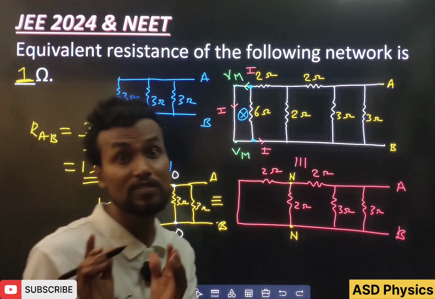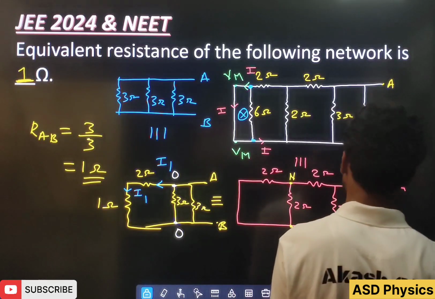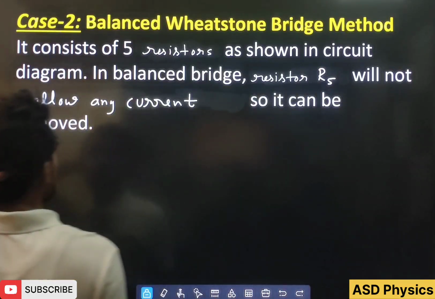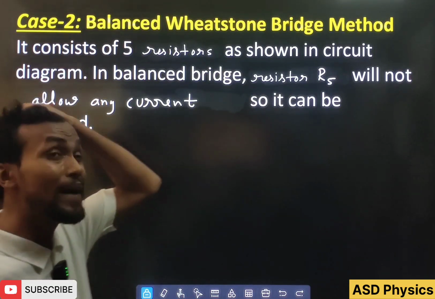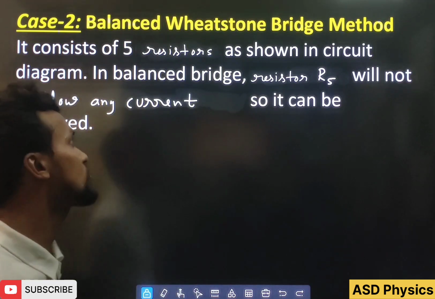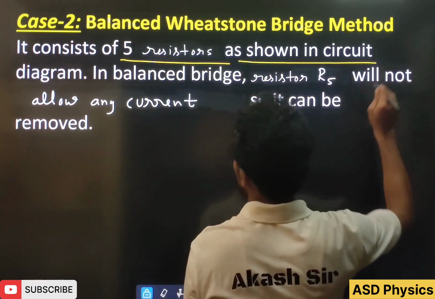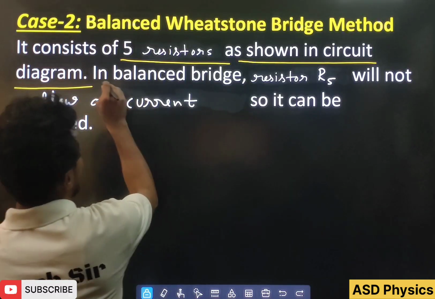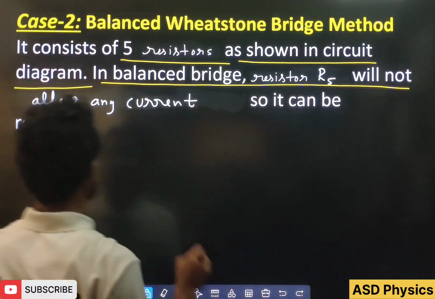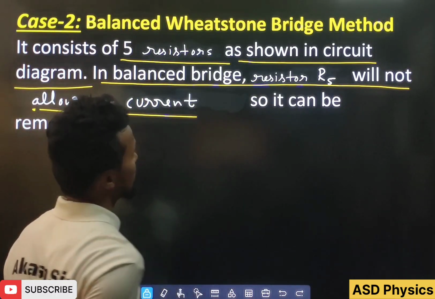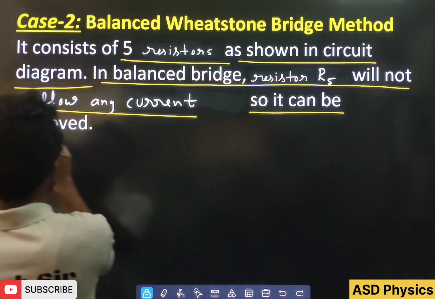That's why the method of same potential is very important. Okay, great. Now students, in case 2 we are going to see the balanced Wheatstone Bridge method. Okay, so what is this? See, it consists of 5 resistors as shown in the circuit diagram, and in a balanced bridge, resistance R5 will not allow any current, so it can be removed here.